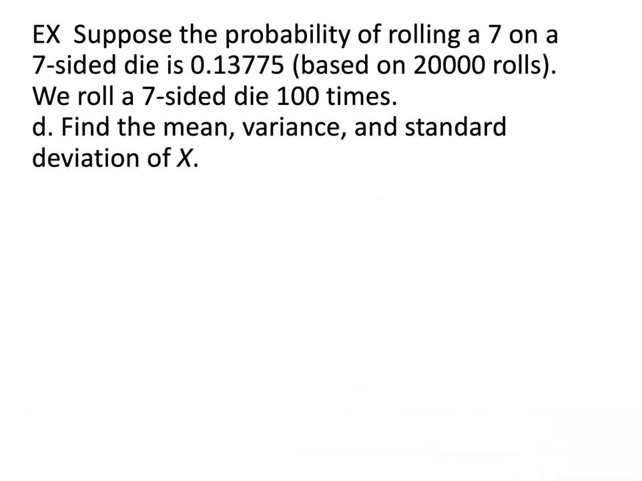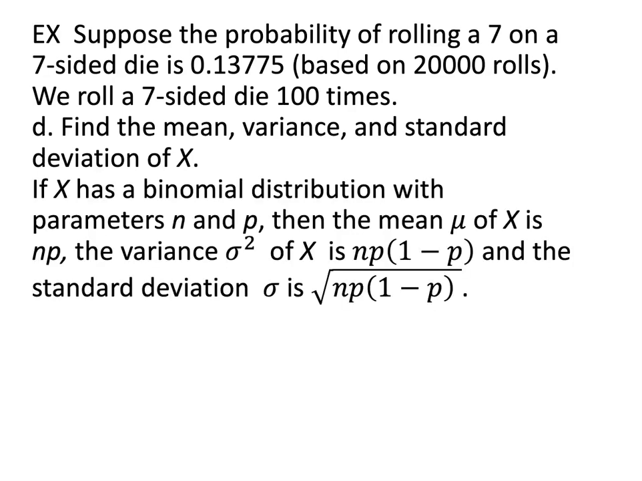Okay, find the mean, variance, and standard deviation of x. So if x has a binomial distribution with the parameters n and p, then the mean mu of x is np. The variance sigma squared of x is np times 1 minus p, and the standard deviation sigma is just going to be the square root of the variance. That's just the square root of np(1 minus p).